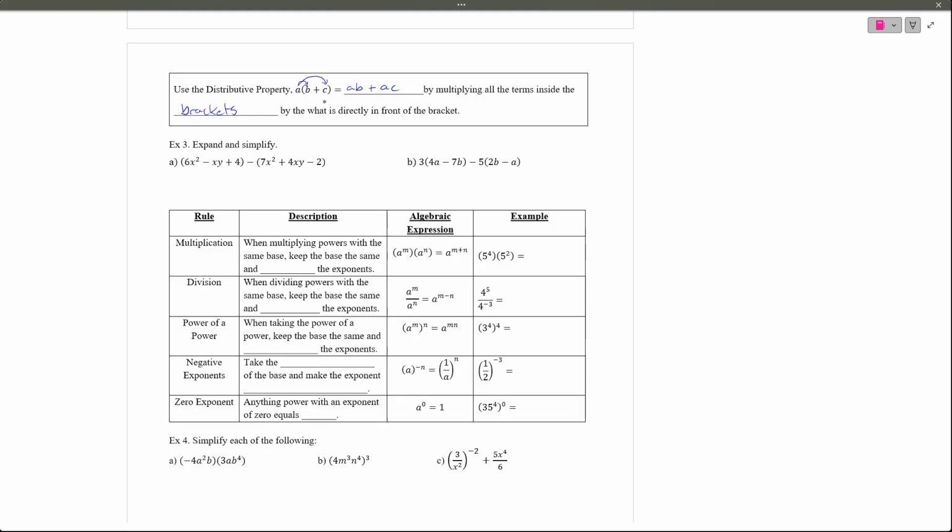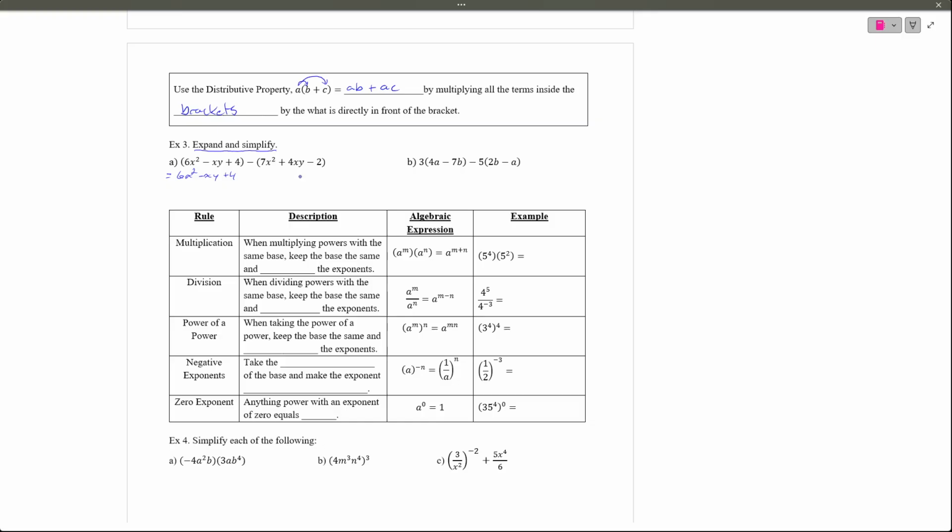Now, in this case, they're just general variables, but it's not always as simple as that. So let's try a couple here. This is going to be an instruction you're going to see a lot going forward: expand and simplify. It means get all the values you have and then simplify it as much as you possibly can. So here we have 6x squared minus xy plus 4. I don't really have anything on the outside there, so I can just drop the brackets. So this is just going to be 6x squared minus xy plus 4. Over here, I have minus 7x squared plus 4xy minus 2.